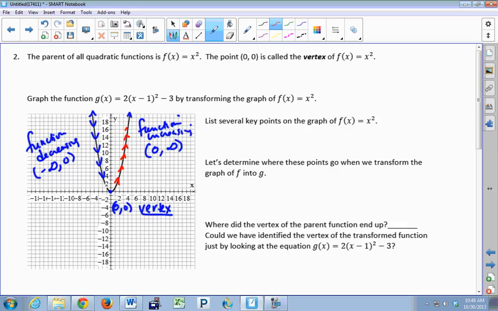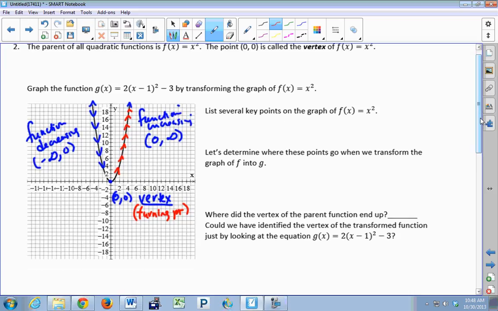So the vertex is sort of this critical point in the life of this function. It's the turning point. It's where it changes, in this case, from a decreasing function to an increasing one. So sometimes people like to call that the turning point.